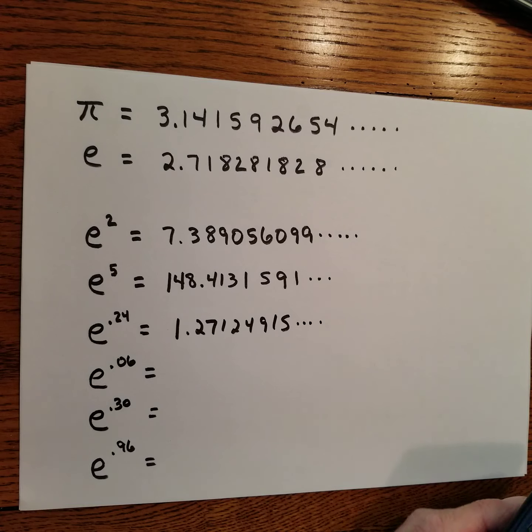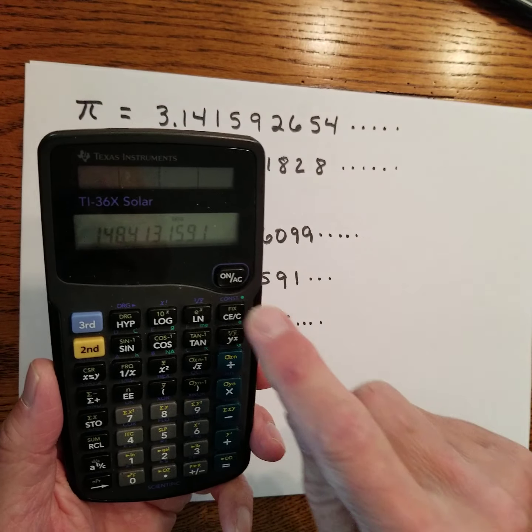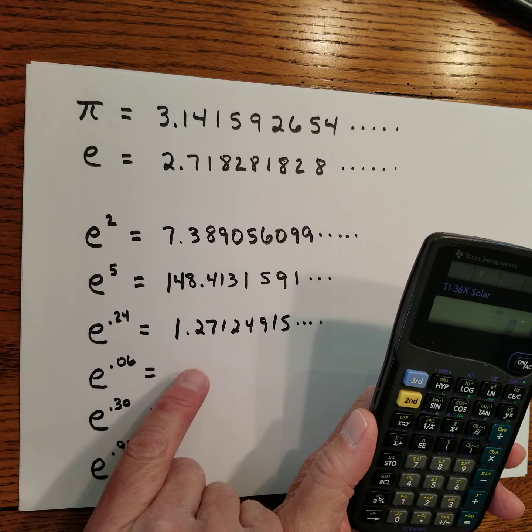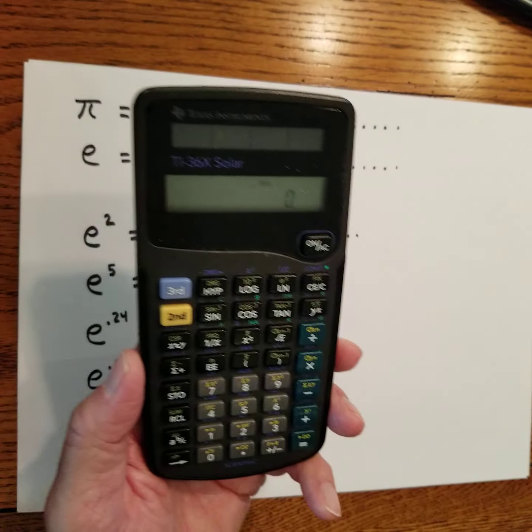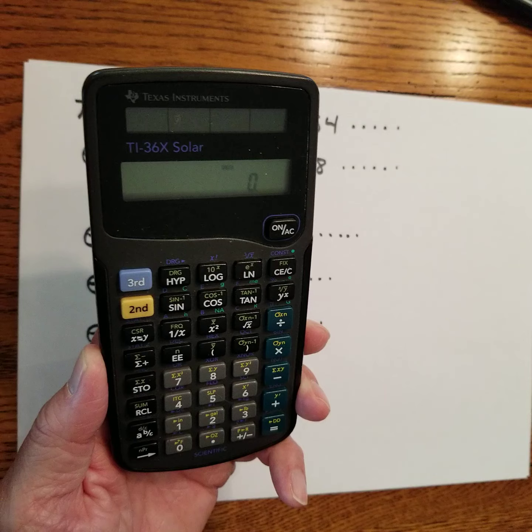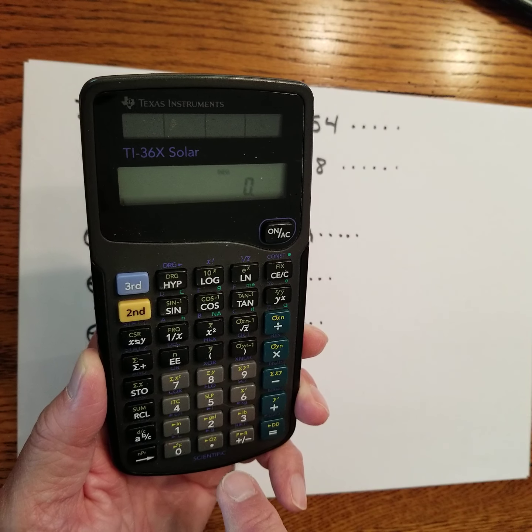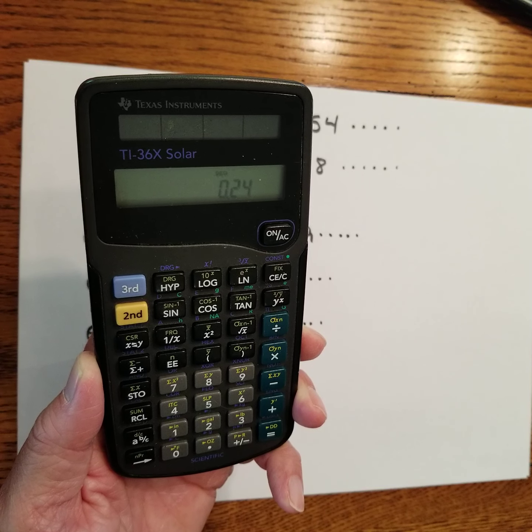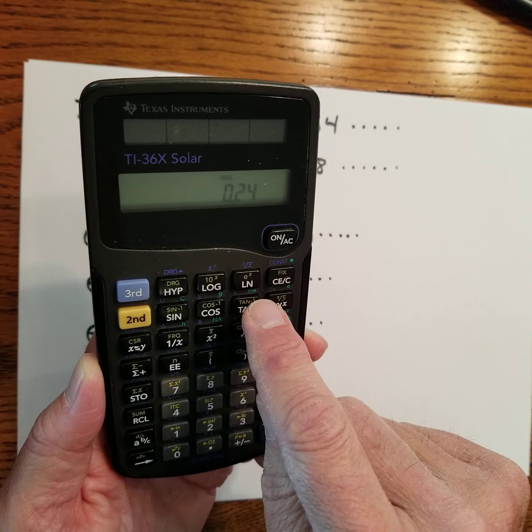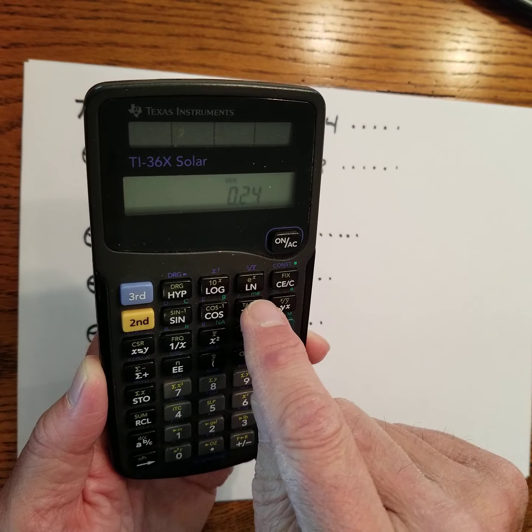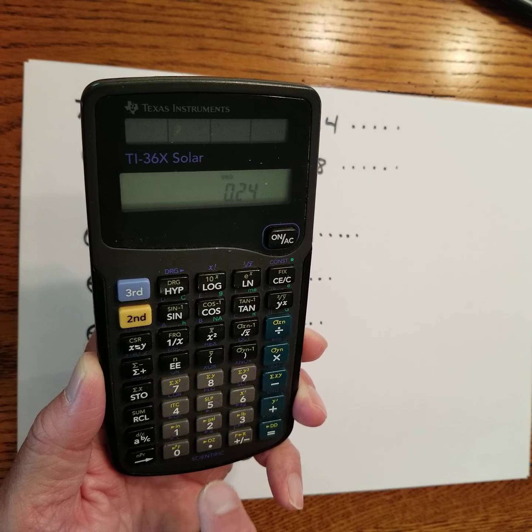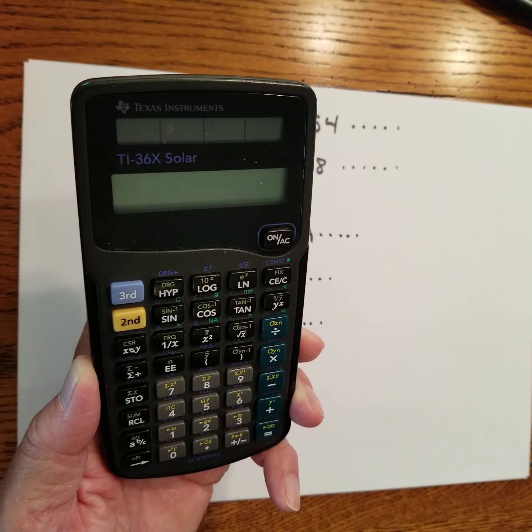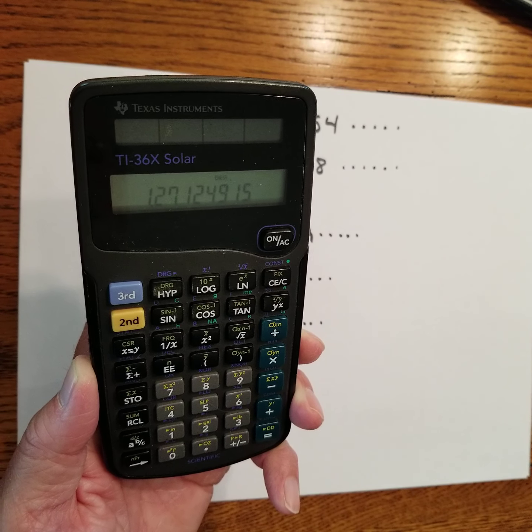Let's check to see that we can get the same answer on this old Texas Instrument. I want e to the 0.24 is 1.271. On this calculator, the correct order is to type in the 0.24 and then hit e to the x. Now, e to the x is the second function over ln. I typed in 0.24 and go second e to the x. There's my 1.271.